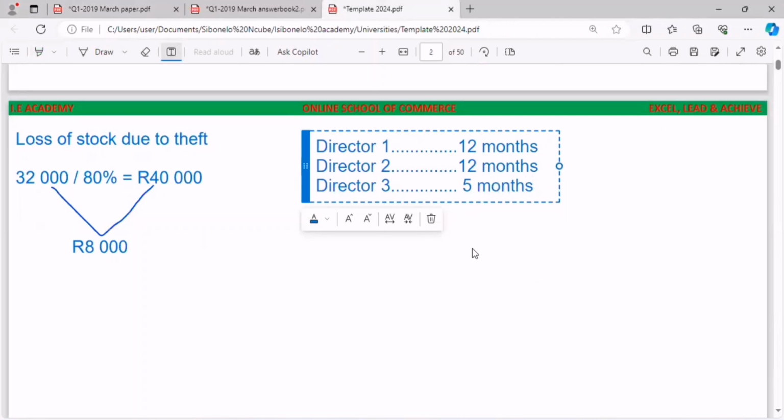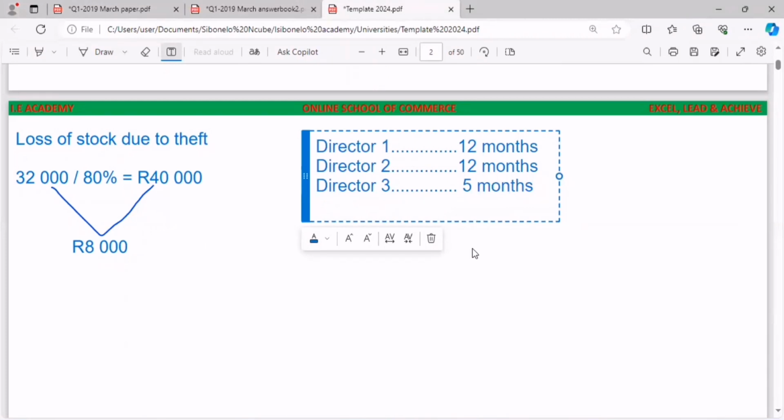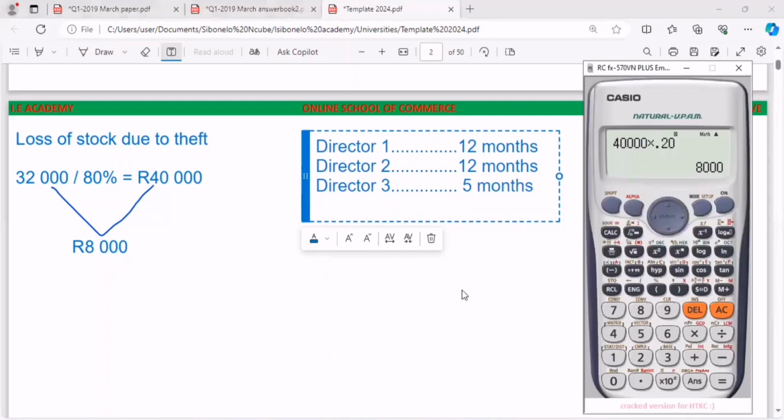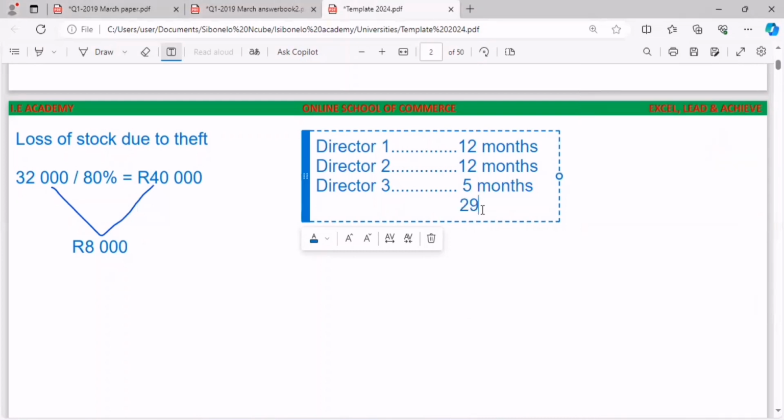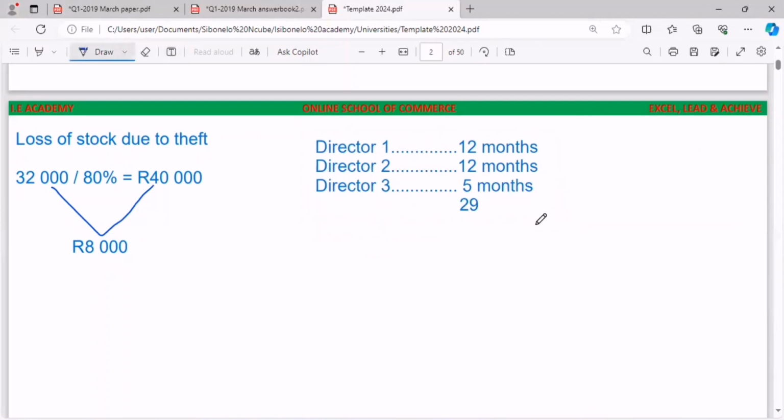So director one and two, they worked the whole year. And director number three was appointed on the 1st of September. So from September to January, it's 5 months. So we don't count February because we are still owing him a fee for Feb. So now, guys, we're going to add 12, 12, and 5, and this will give us a base that we're going to use to calculate the fee that is paid to each director. So 12 plus 12, that is 24, plus 5, that is 29. So this 29 is our base that we're going to use to get the fee paid to each director.